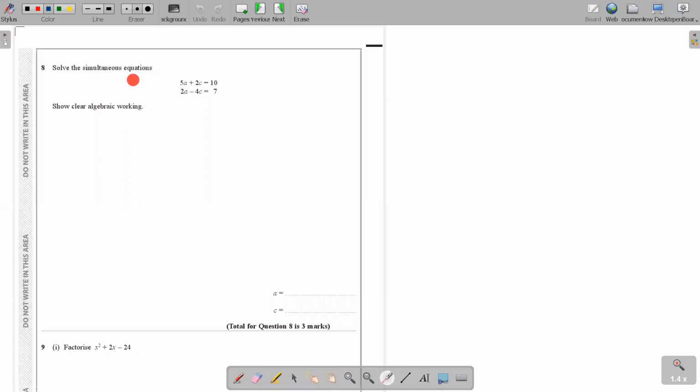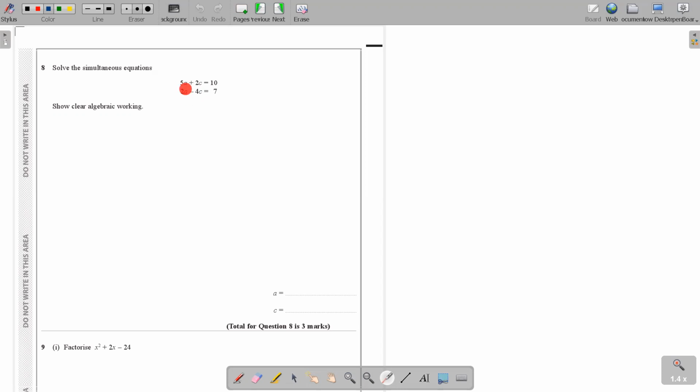Okay, question number 8. Solve the simultaneous equation 5a plus 2c equals 10, 2a minus 4c equals 7. Okay, so when it comes to solving simultaneous equations, normally we check for the figures. So here variable A has the figures 5 and 2, variable C has the figures 2 and 4. So to solve it simultaneously, we need to make the figures equal in one of the letters.